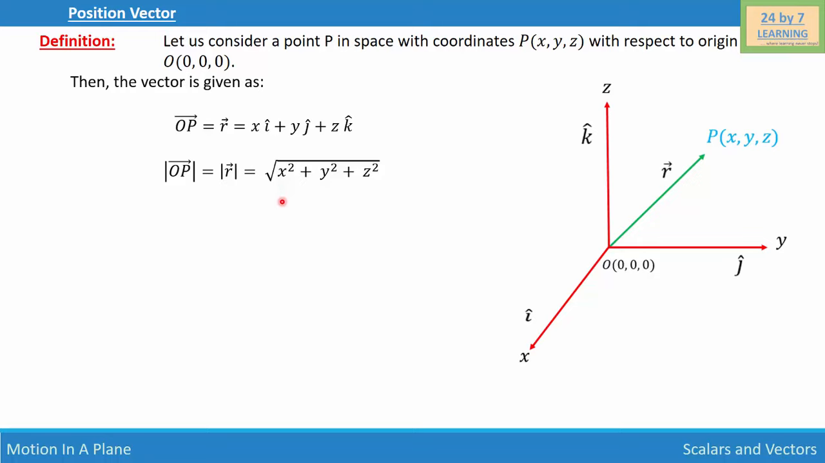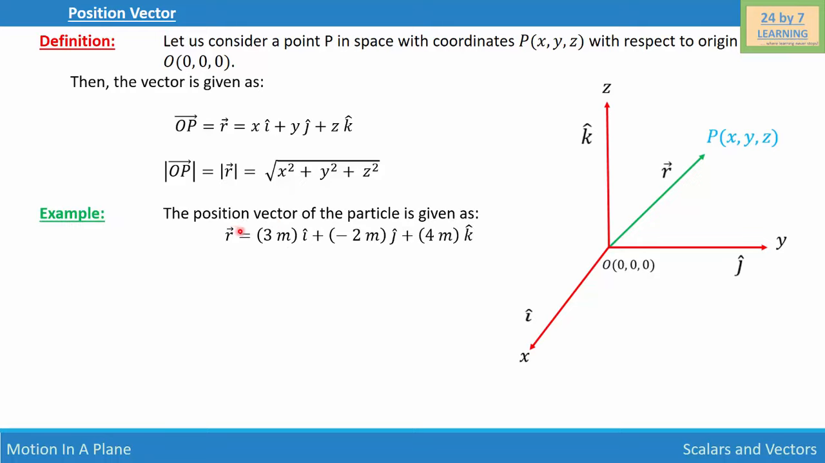Now let's consider an example. The position vector of a particle is given as vector r equals 3 meter i plus negative 2 meter j plus 4 meter k. Now I'm going to explain what that means. As you can see, the coordinate of any point can be 3 meter, negative 2 meter, and 4 meter. And that's what I have over here.